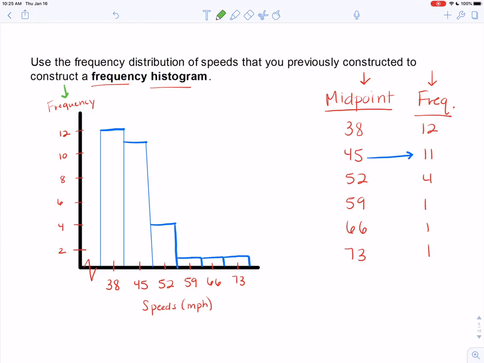And then remember, your midpoints are data values. So make sure you don't label those as just midpoints, that doesn't tell anybody anything. Label those according to the data, right? And these data values were speeds, and their units were in miles per hour.